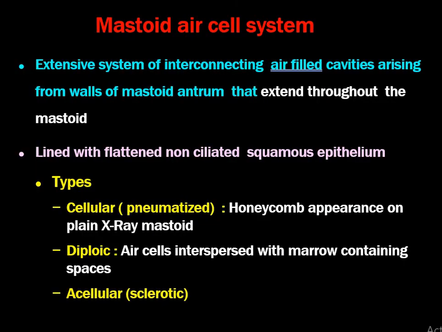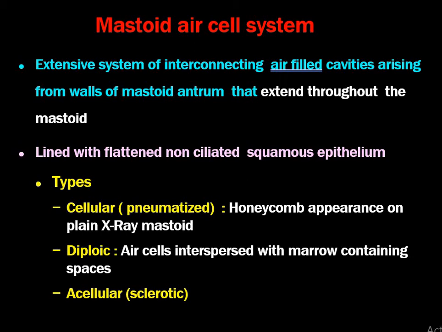The mastoid system is an extensive system of interconnecting air-filled cavities arising from the walls of the mastoid antrum that extend throughout the mastoid. It is lined with flattened, non-ciliated squamous epithelium. There are different types of mastoid air cell systems. One is cellular or pneumatized, which has a honeycomb-like appearance on plain X-ray of the mastoid because of different air cell systems. Diploic, where the air cells are interspersed with marrow-containing bony spaces, so there is a lesser amount of air cells.